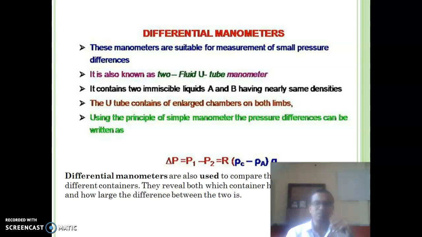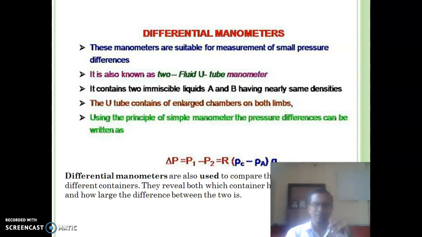Using the principle of the simple manometer, the pressure difference can be written as follows. The working is simple. So delta P is equal to P1, pressure at point 1, minus P2, pressure at point 2. How can we find it? It is equal to R constant, rho C minus rho A into G. By these different manometers, we can find out the pressure difference by putting the values in this equation.